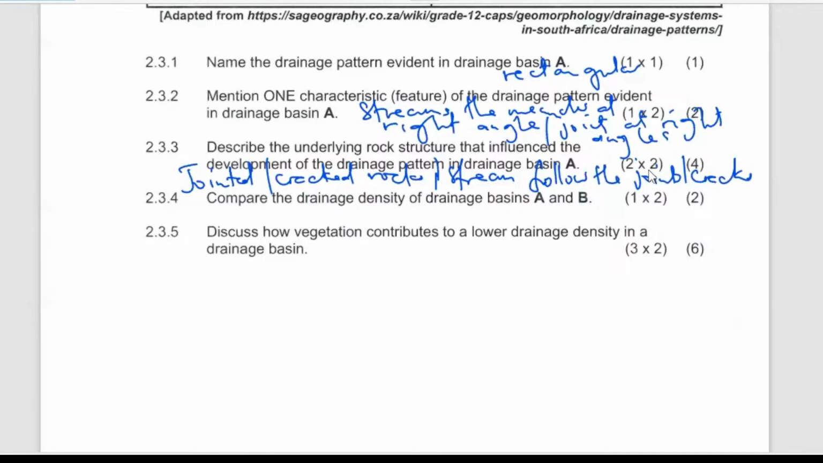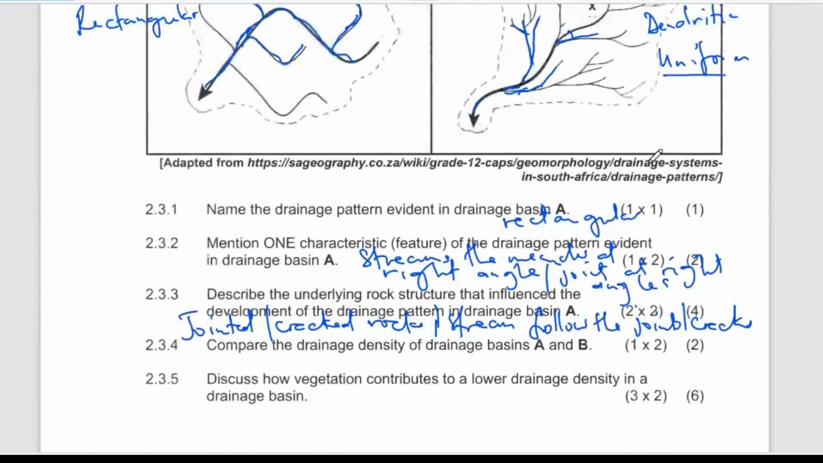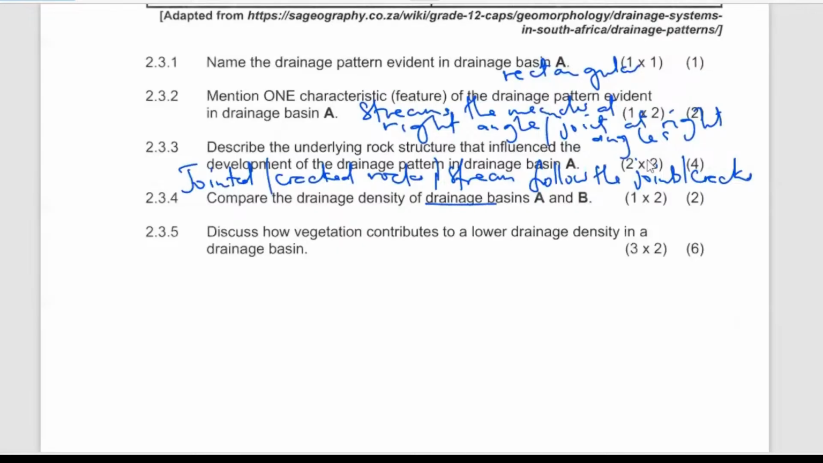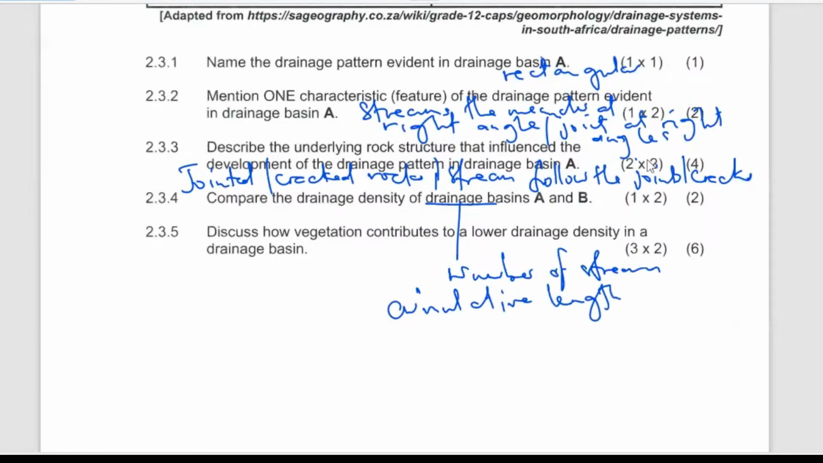Compare drainage density of drainage basin A and B. When we are talking of drainage density in simple geographical terms, we are looking at the number of streams. Or we can talk of drainage density as the cumulative length: if we were to join all those streams, how long would they be? If the cumulative length of the streams in the drainage basin is high, we say it's high density. Or if the number of streams is many when we count them, that gives us high density.